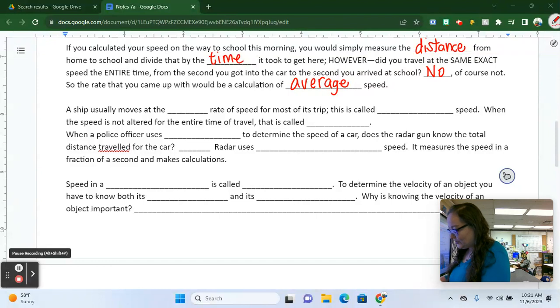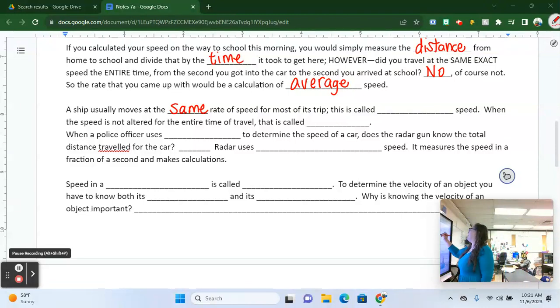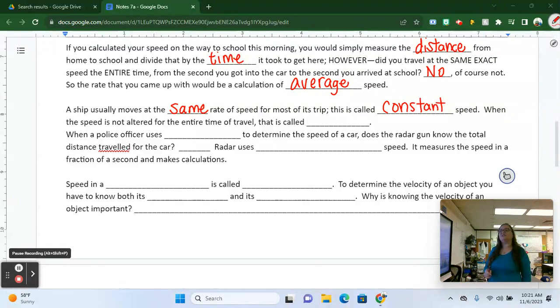Now, what about things that are really big, like ships and trains? So they usually do move at the same rate of speed for a long time. A ship doesn't have to slow down to go through town in the middle of the Atlantic Ocean. So it can just kind of chug along. And that's called constant speed. So when something like a ship or a train is able to maintain a constant speed, it's not altered for basically the entire time of the travel. That is called constant speed.